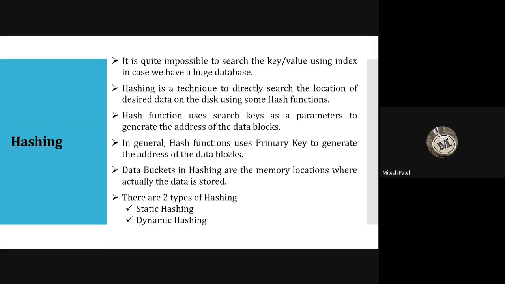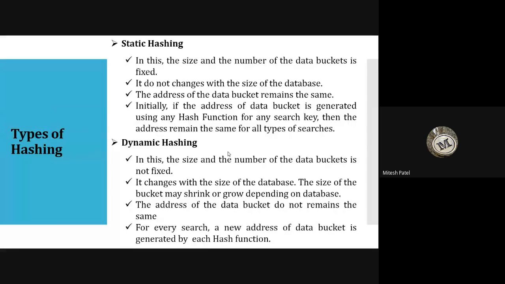There are two types of hashing, static hashing and dynamic hashing. In static hashing, the size and the number of data buckets is fixed. So in one statement everything is covered: the size and number of buckets are fixed.